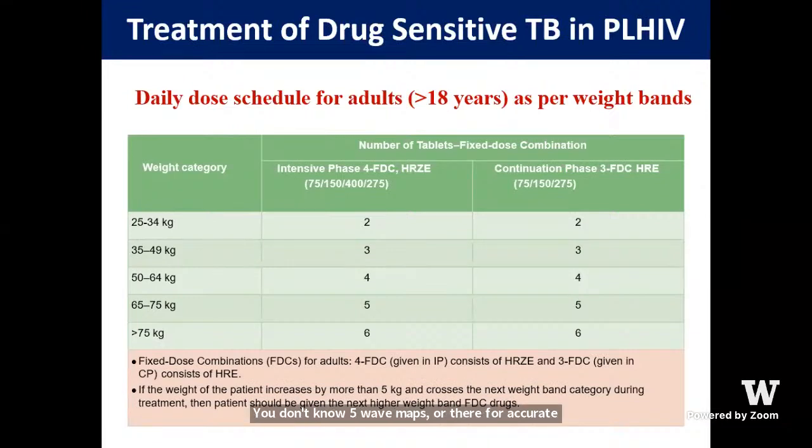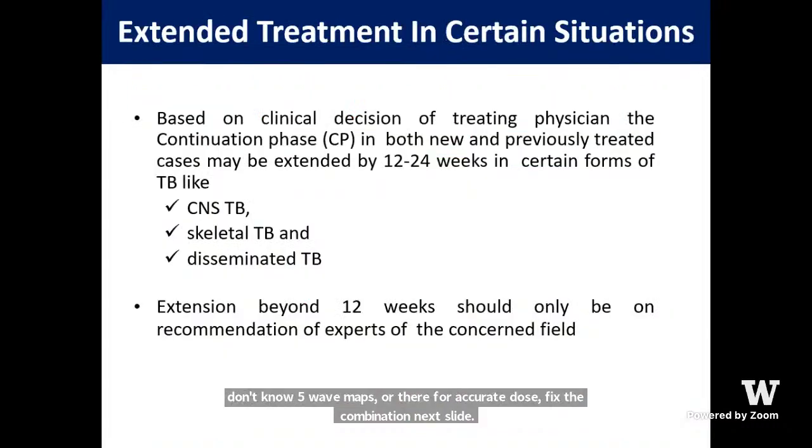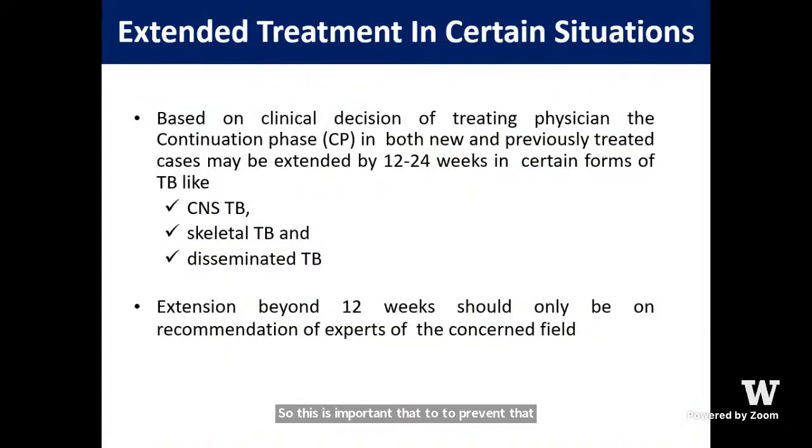Next slide. So this is important to prevent drug resistance and for adherence, and the healthcare worker at the ground level can easily dispense the drugs according to the weight band. It is a very simple step. You can easily dispense the drug at the grassroots level in the remote places. FDC, 4 FDC in the first 2 months, 3 FDC in the next 4 months.